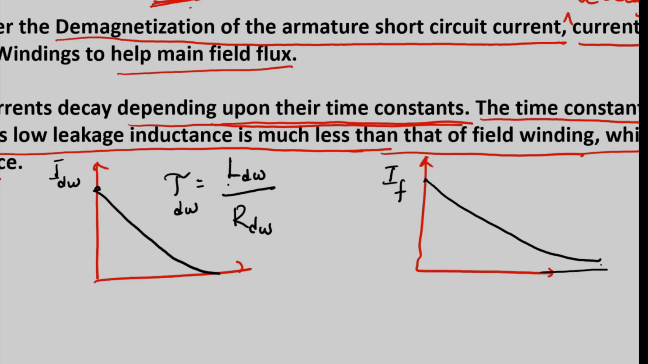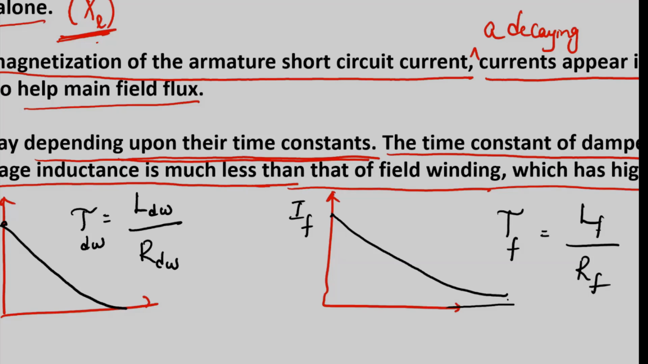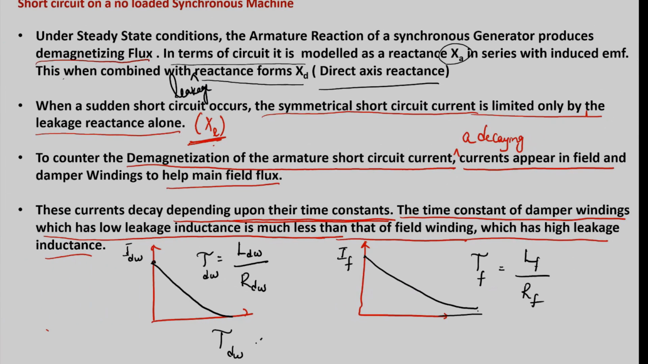Time constant. So main field winding time constant is inductance of the field windings divided by resistance of the field windings. Here, the time constant of damper windings is very small when compared to the time constant of the field windings. Why? Because LDW is smaller when compared to LF, inductance of the field windings. So these currents will decay very fast, whereas this will gradually decay. Understand? That is the concept in this one.